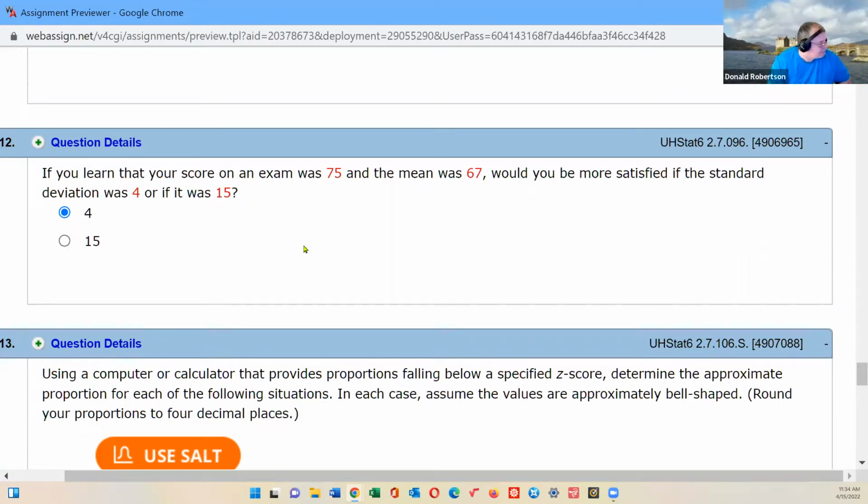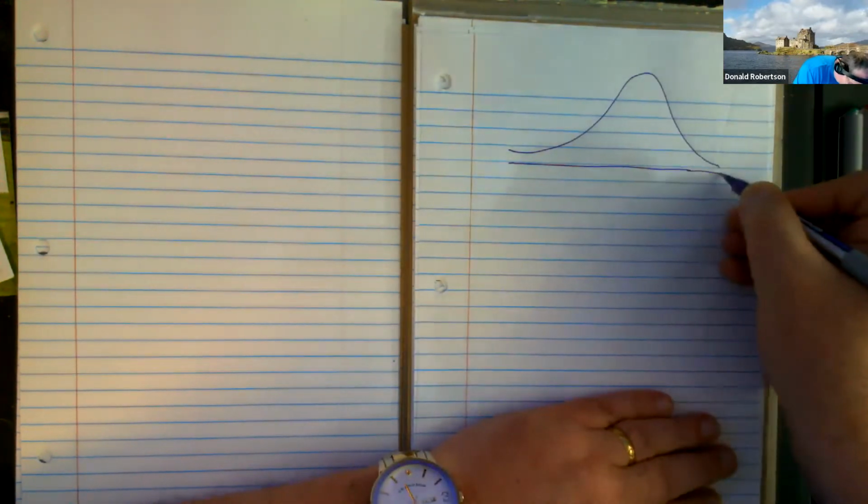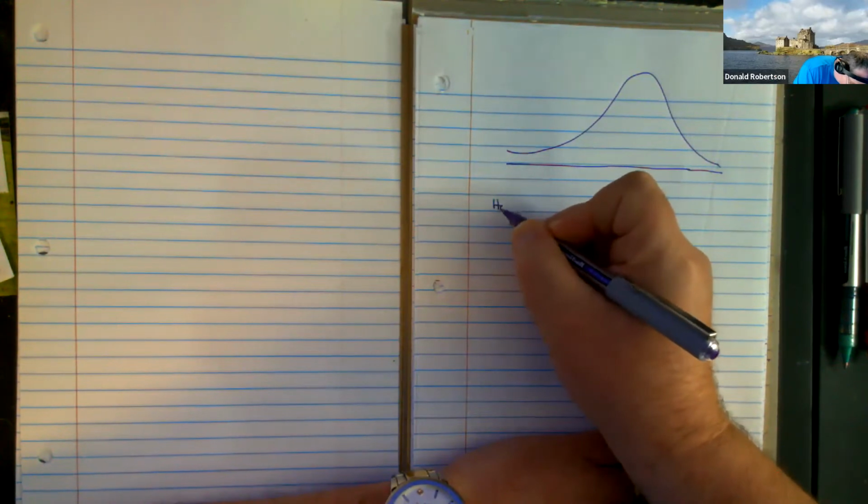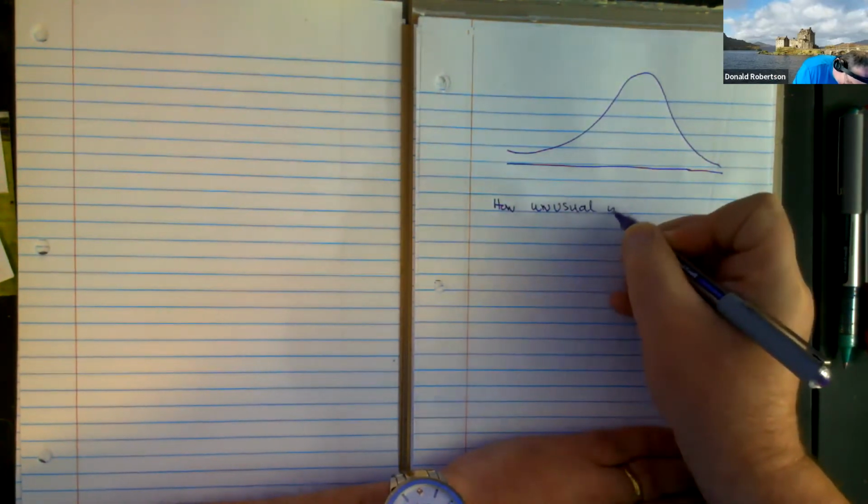Right. Now, I'm going to leave this for a second and show you the last thing that we need to do. And it involves z-scores. And that is asking this question. How unusual is a particular z-score?